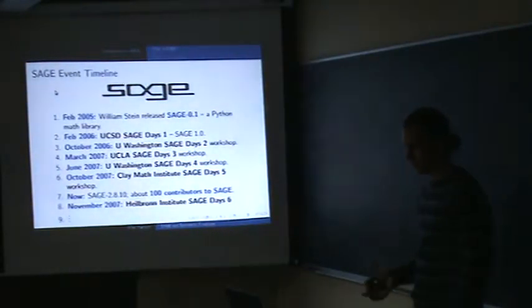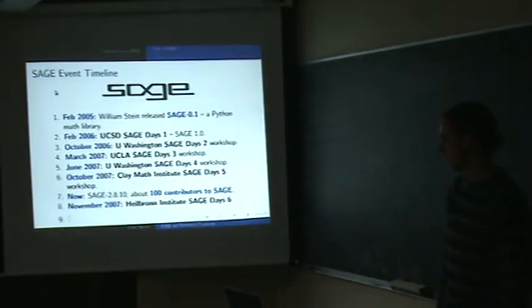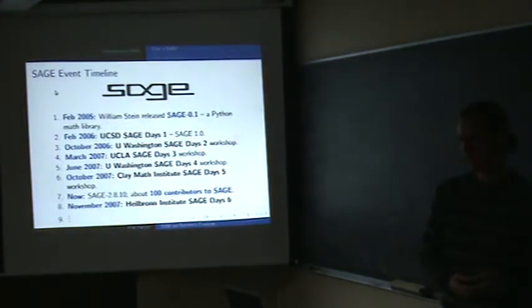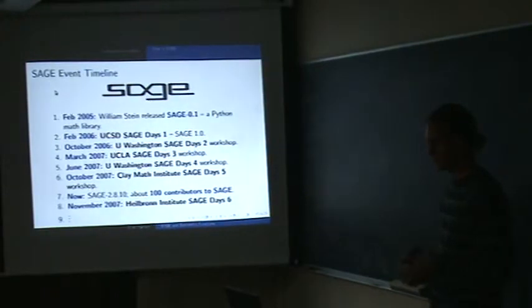In June 2007, so just this June, there was a Sage Days here at the University of Washington. Earlier this month, there was a Sage Days at the Clay Math Institute, with a focus on arithmetic geometry. And in two weeks, there's going to be Sage Days at the Heilbronn Institute in Bristol, England.